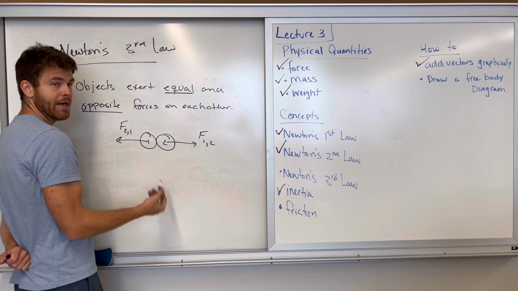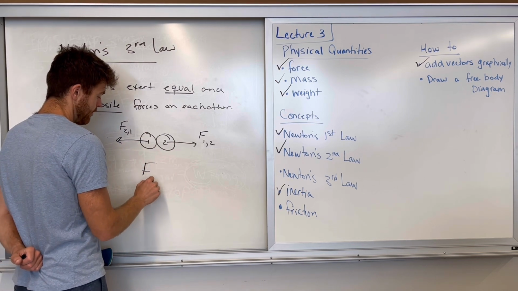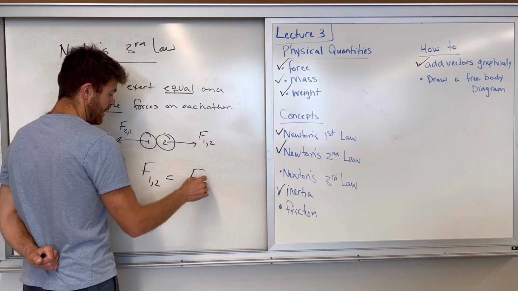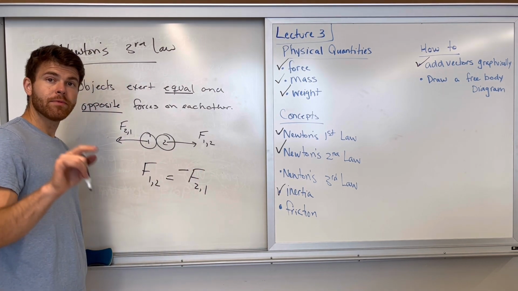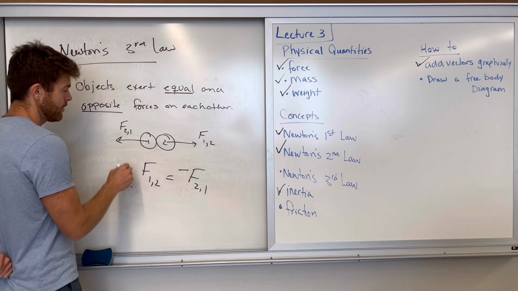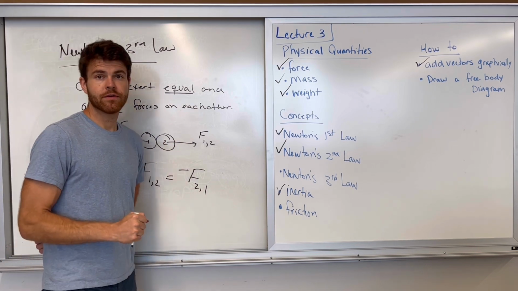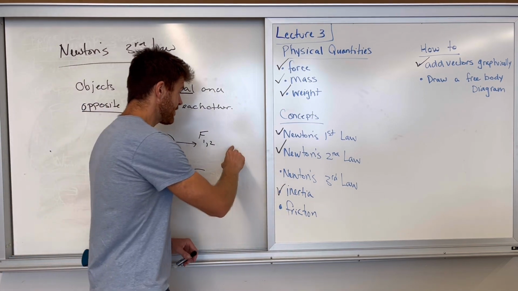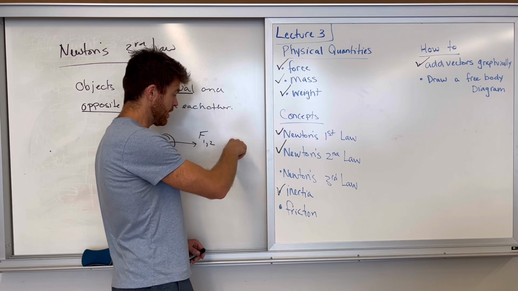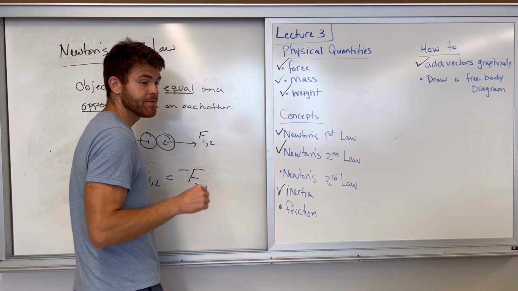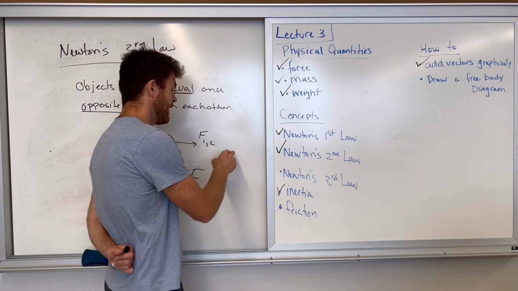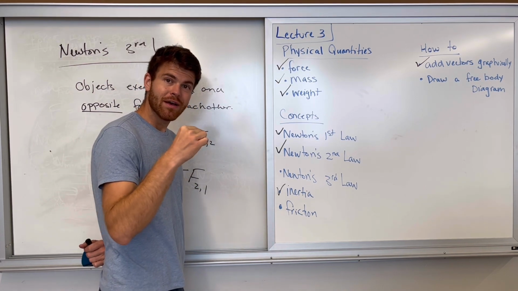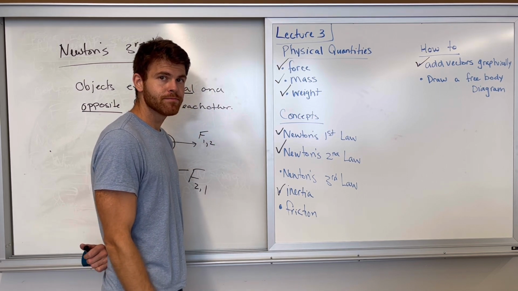Now they're equal in magnitude, right? So we say force of 1 on 2 is equal to force of 2 on 1, but we've got to put a negative sign in there because they're opposite directions. So they're equal in magnitude but opposite directions. That's Newton's third law. If I push on this whiteboard with a given force inward, Newton's third law tells me that the whiteboard exerts a force back in the opposite direction of the same magnitude, the same strength.